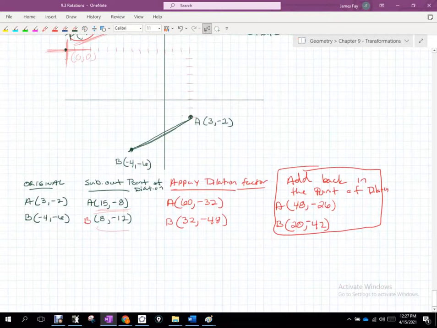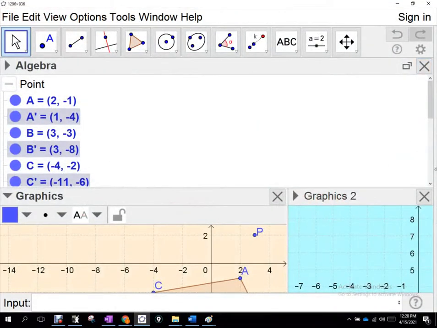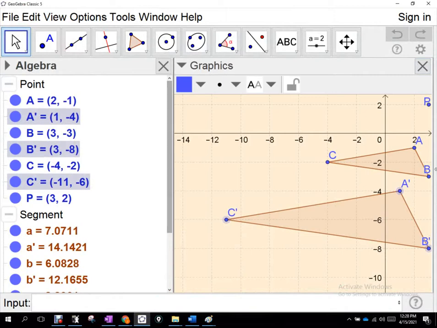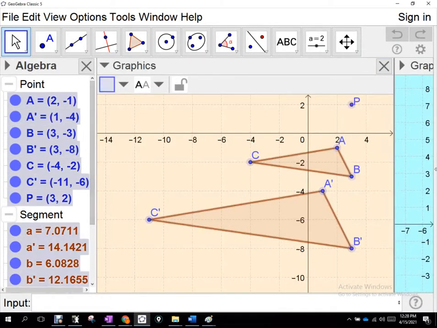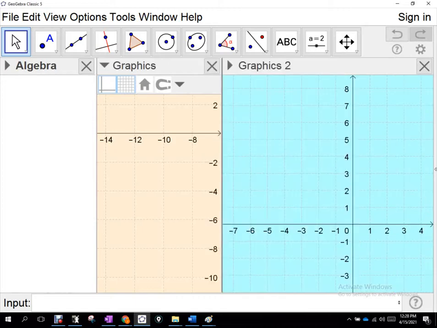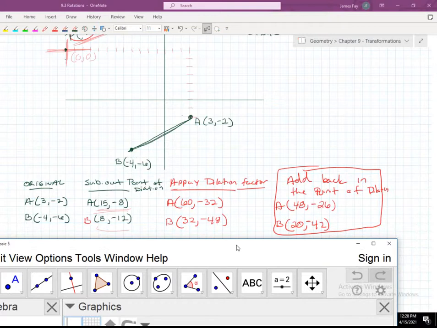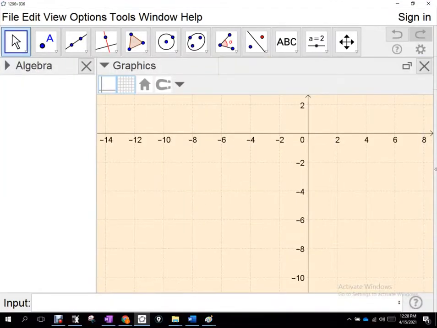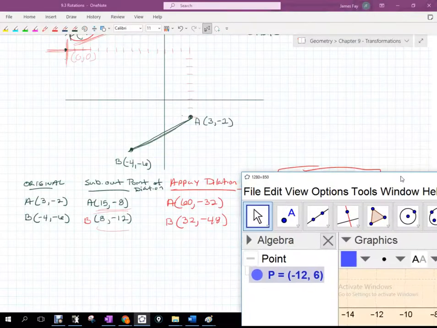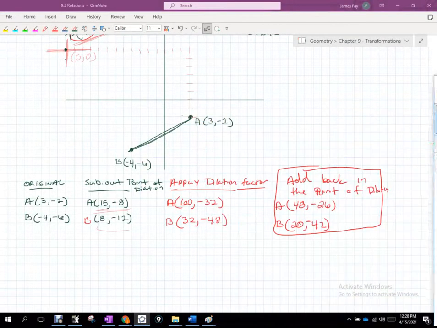So let's see if GeoGebra agrees with that. I think it's always appropriate, whether we use GeoGebra or I think you could do some of this in Desmos, to see if all that work that we've done, did we do it right? Okay. So our point, say P, was negative 12, 6. A was located at 3, negative 2, and B was located at negative 4, negative 6.